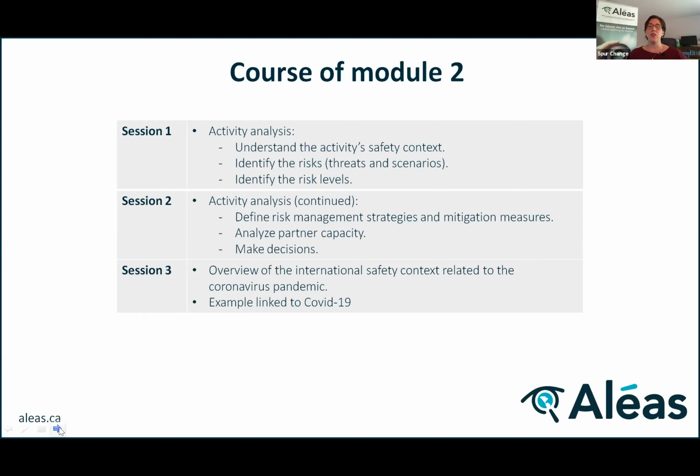And then in session 3, we're going to look at the international safety context in relation with the coronavirus pandemic. And what we'll do is we'll use an example. So we'll look at a risk, a threat, and then if it's a risk, and analyze it together so that we bring the level of risk to an acceptable level for our organization.